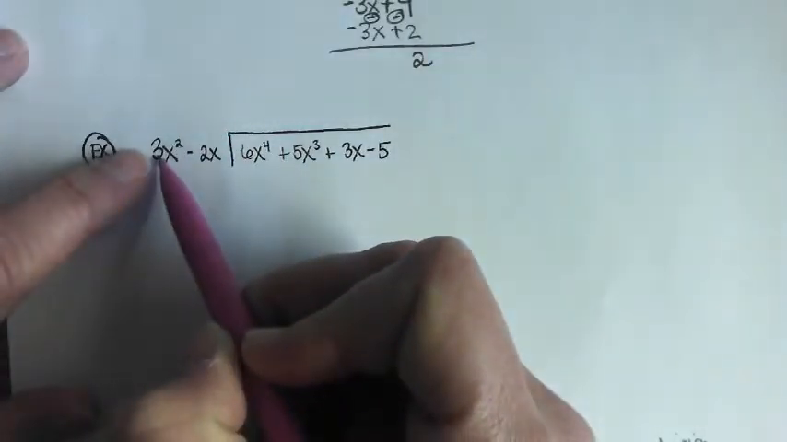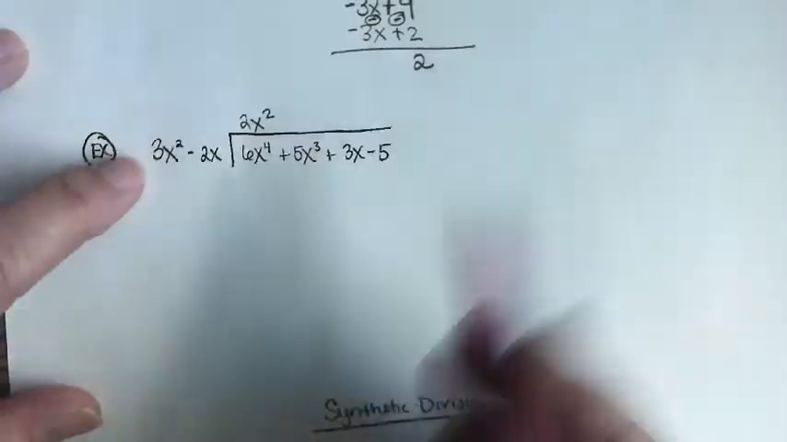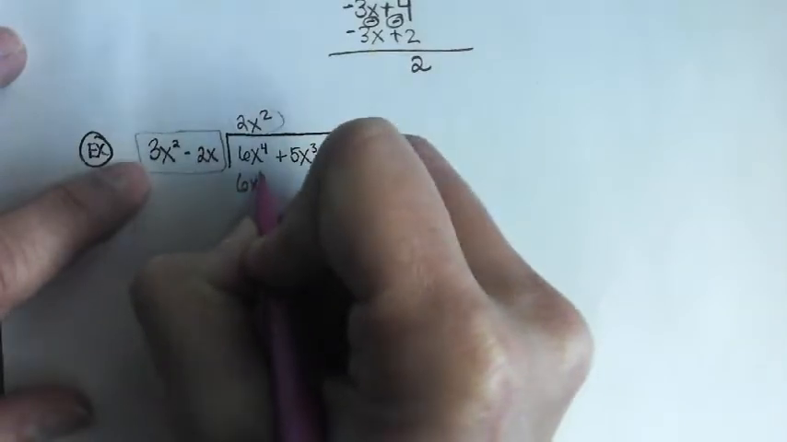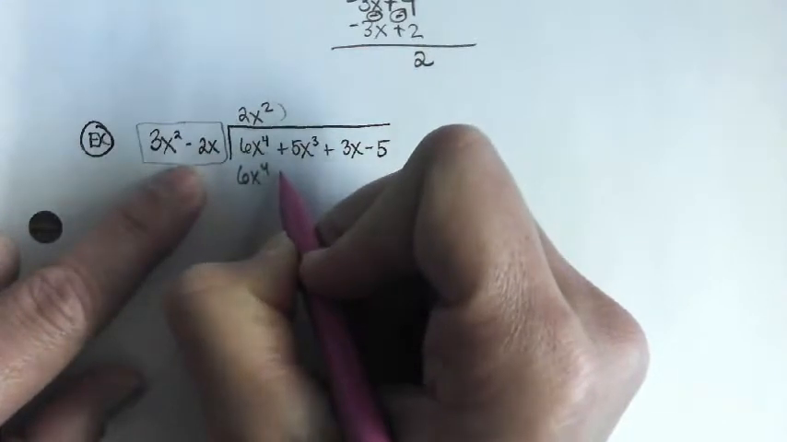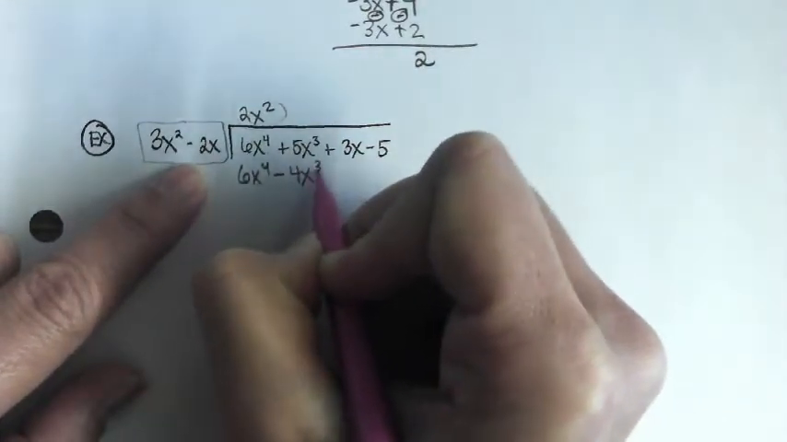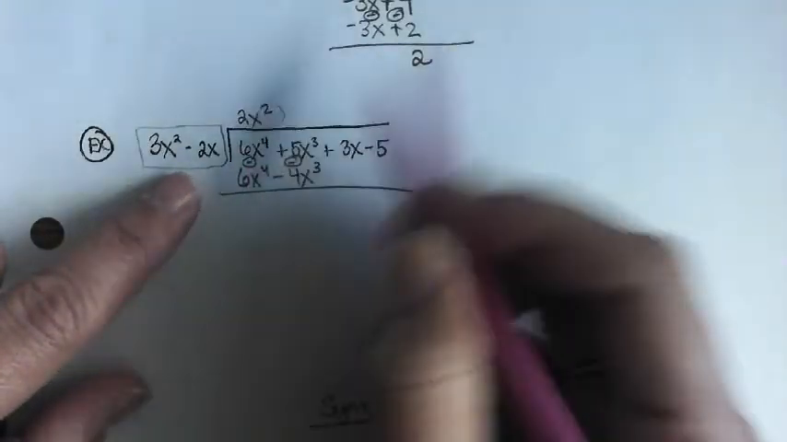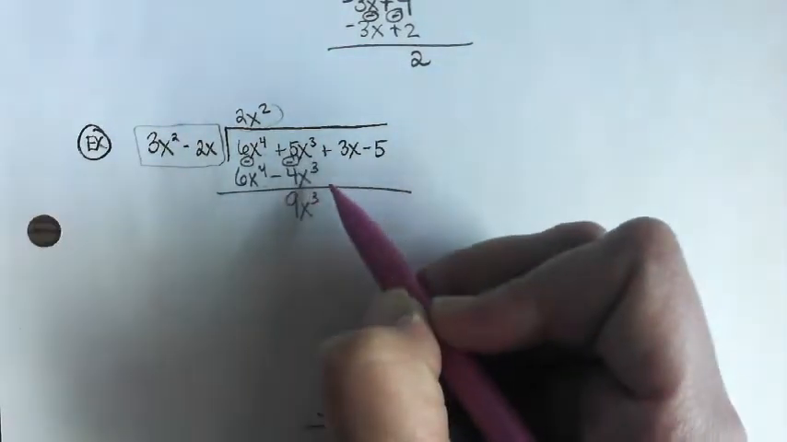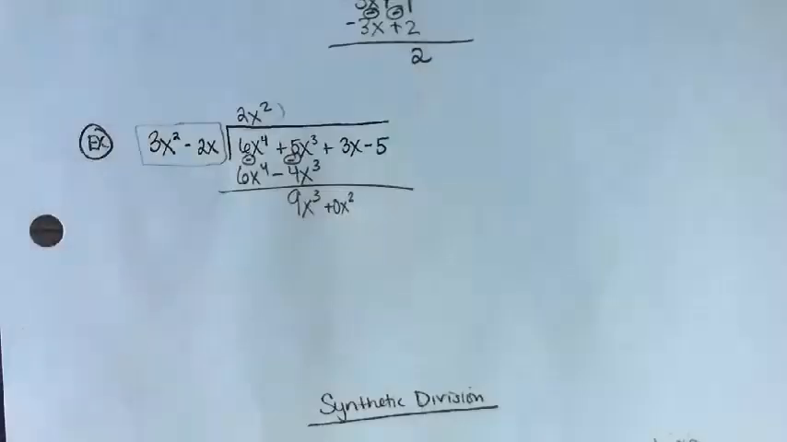So starting the same way, 3x squared times what gives us 6x to the fourth? 2x squared. So when you multiply 2x squared by the divisor, we get 6x to the fourth minus 4x cubed. So we're still all lined up, so no problem yet. Do your subtraction. 5 minus negative 4 is 9. And we would technically bring down 0x squared, right? This is where we can sort of slip it in there.